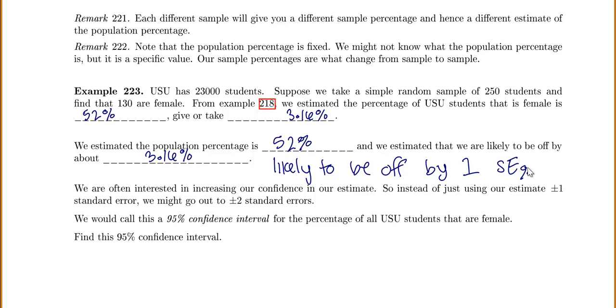Now we're often interested in increasing our confidence of our estimate. So instead of just using our estimate plus or minus 1 standard error, we might go out to plus or minus 2 standard errors. By the time we go out to plus or minus 2 standard errors, we feel pretty confident that we're going to have the correct range. So if we go out to plus or minus 2 standard errors, we would call this a 95% confidence interval. This is very important, a very big deal in statistics. It's the 95% confidence interval for the percentage of all USU students that are female.